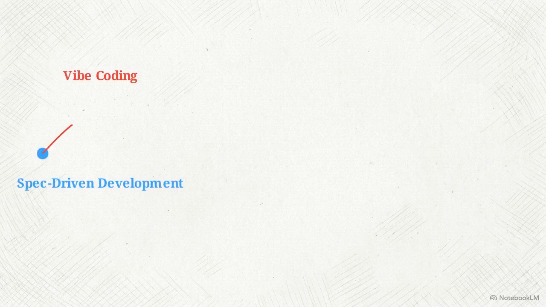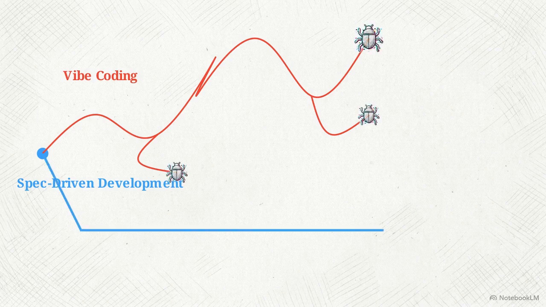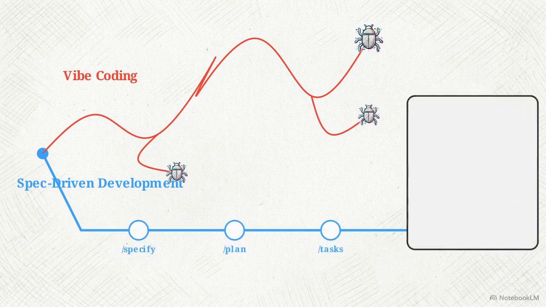Look at this diagram. On the top, we have what is commonly called vibe coding, giving an AI general instructions and letting it generate code on the fly. It loops, branches wildly, and introduces random bugs. On the bottom, we see spec-driven development. It forces a linear, strictly gated path through distinct checkpoints.